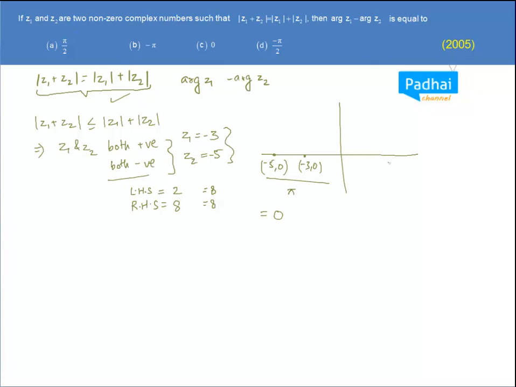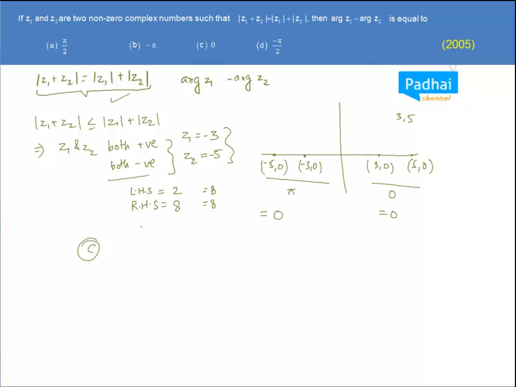Let's suppose I take two points which are positive, let's say 3 and 5. This will again be collinear, because it will be 3, 0 and 5, 0. If I subtract the arguments of these two, it will again be 0, because both have 0 argument, as they are making an angle of 0 degrees with the x-axis. So it was a very simple question. The answer, straightforwardly, is option C because 0 is given in that option.